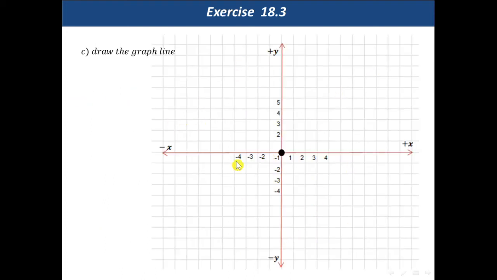Now this is the axis. This is the equation that we get. What is 3 over 2? 3 over 2 is the gradient, which is dy over dx. So you go 2 squares to the right and 3 squares up. 2 squares to the right and 3 squares up, and this is your gradient.